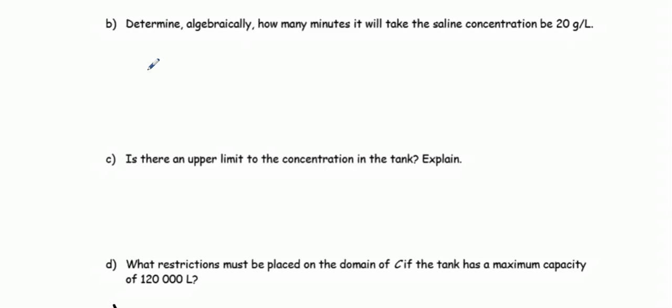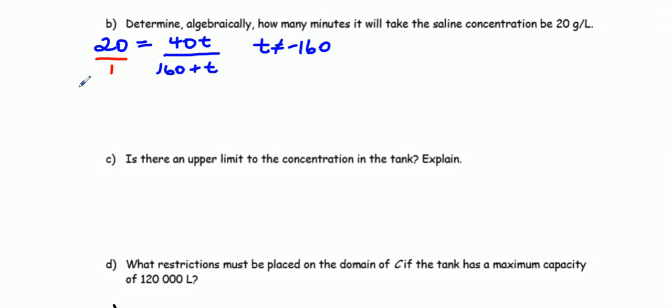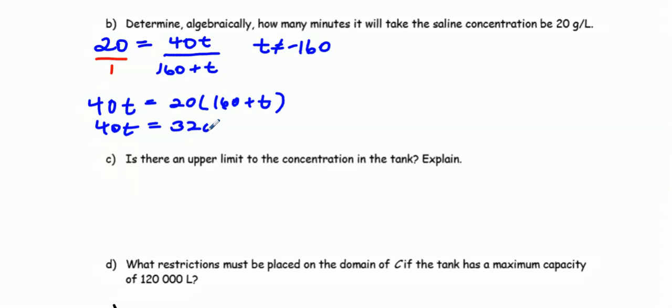So we're going to determine algebraically how many minutes it will take the saline concentration to be 20 grams per liter. So we're going to replace C of t with 20. The equation was 40t over 160 plus t. And let's identify the restriction. T cannot equal minus 160. We're going to cross multiply over 1. When we cross multiply, we get 40t equals 20 times 160 plus t. And we'll just isolate our variable.